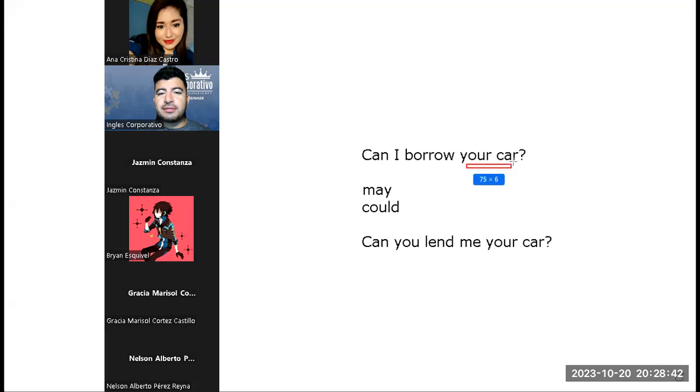Ok, lo que me van a cambiar es esto. Puede ser your car, your house, your keys, your bike, lo que sea. Can I borrow? Y de ahí dicen el objeto. O puede ser can you lend me? En lugar de can, pueden decir may o could. I'm going to check the attendance list y luego ustedes me dicen una pregunta, ya sea utilizando can I borrow or can you lend me.